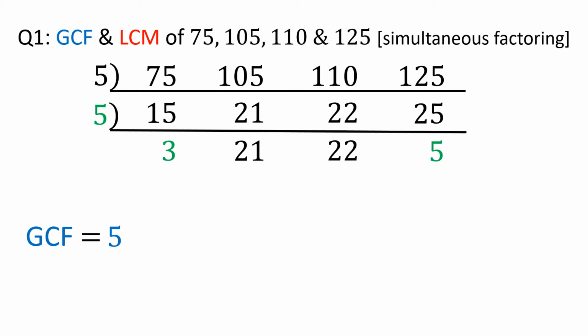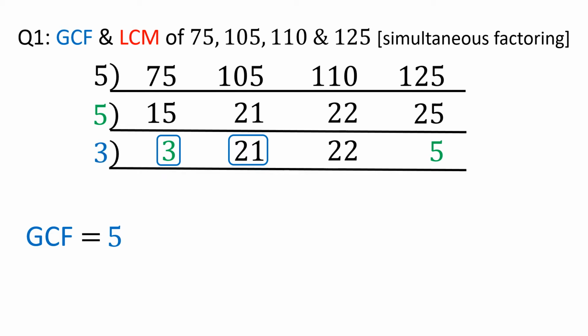If you take a look at 3 and 21, there's a common factor 3, so we can divide them by 3. 3 divided by 3 is 1. 21 divided by 3 is 7. And nothing changed for 22 and 5. We now have 1, 7, 22, and 5. Since there are no more common factors for any two whole numbers, we stop factoring.